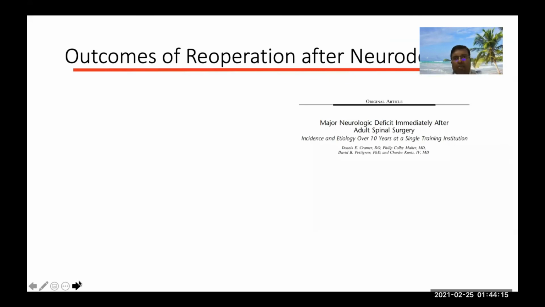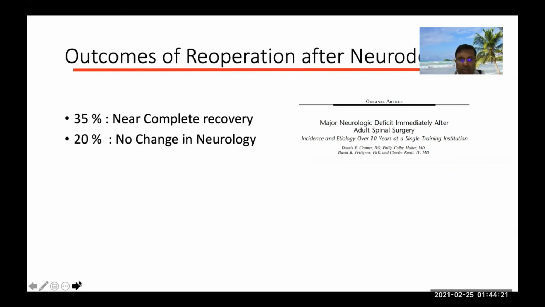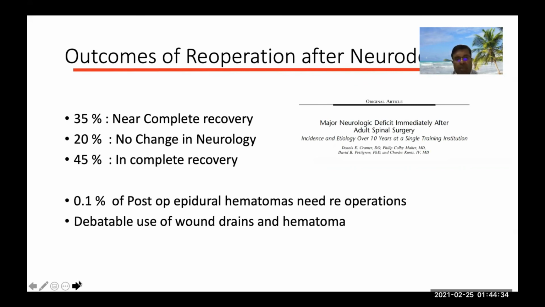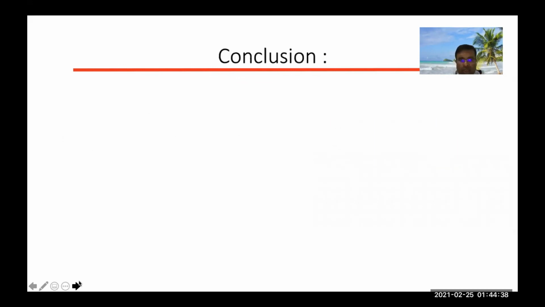And what are the outcomes of re-operation after a neurodeficit? Again, from the same paper, nearly 35% of them have complete recovery. A vast majority, two-thirds of them, don't recover completely. Of it, the most common cause was epidural hematoma. 0.1% of them needed evacuation. Now, there's a debate regarding the use of wound drains and hematoma formation. We'll not go into that.